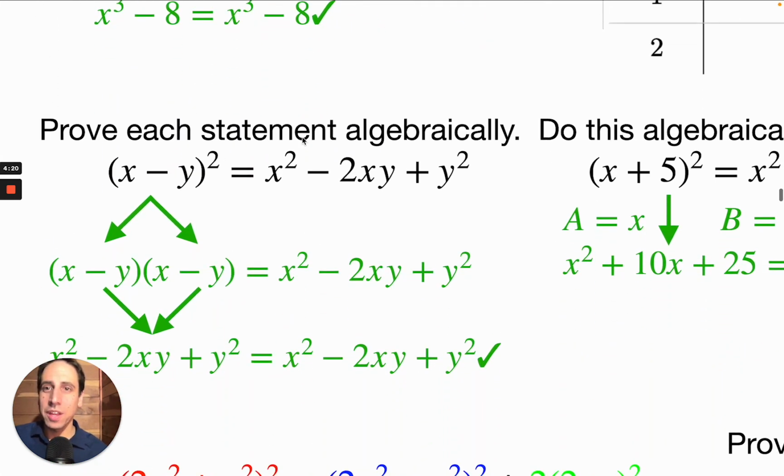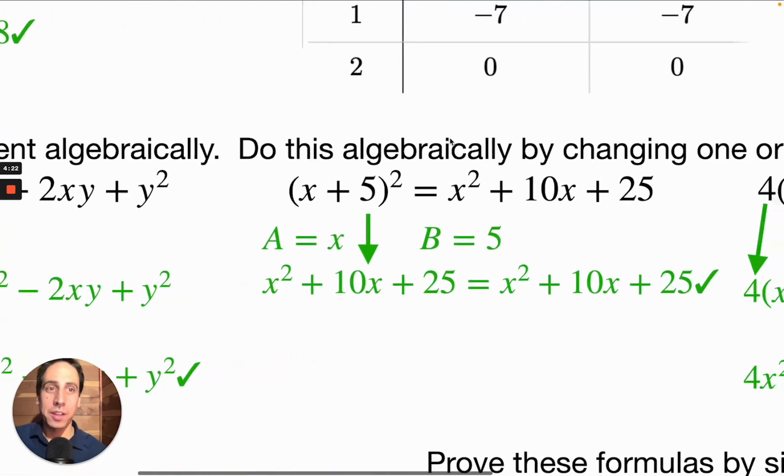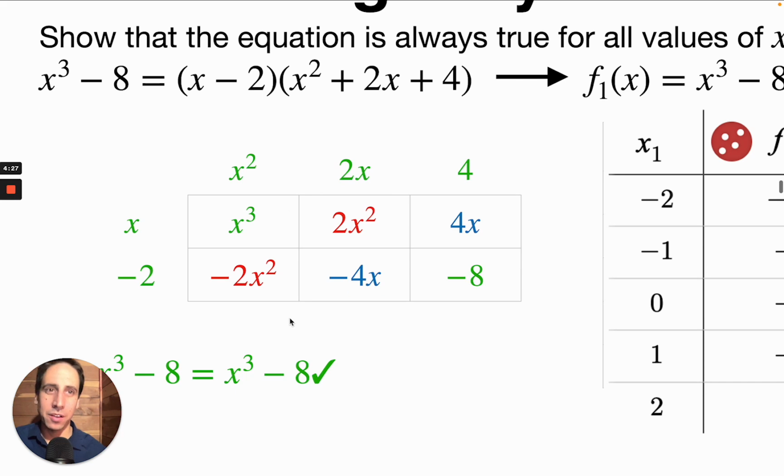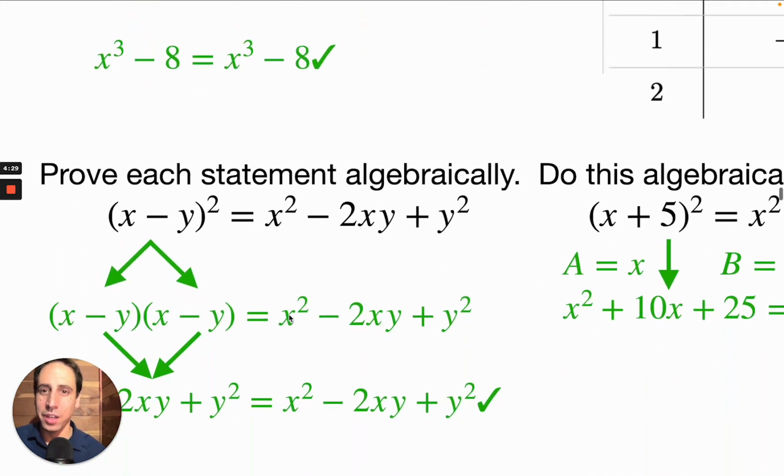So let's prove each statement algebraically. Do this algebraically by changing one or both sides. It's going to be the same technique as what we did up here. We're just not going to do the table. We're not going to do the graph. We're just going to do the algebra part.